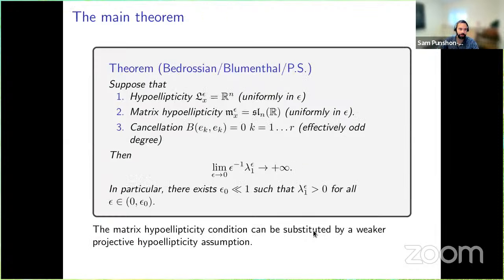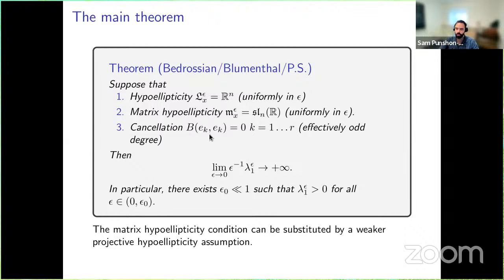Now, what does that mean? Well, here's the main theorem, or let's say one of the main theorems. So we showed that if we have three conditions for that general model, namely, if we have hypoellipticity, if we have matrix hypoellipticity, and I'm being a little soft here, that they have to be hypoelliptic in a way that's uniform in epsilon. So not only do they have to span, but I need to be able to choose vector fields in a way that don't depend on epsilon. But that's not particularly bad.